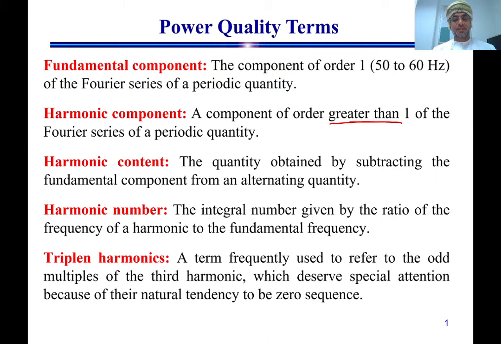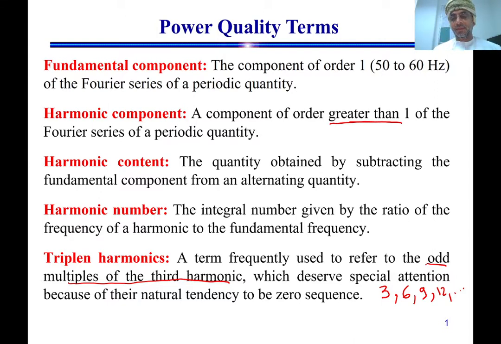Tripling harmonics is a term frequently used to refer to the odd multiples of the third harmonic, which deserve special attention because of their natural tendency to be zero sequence. So tripling harmonic means we are talking about harmonic 3, 3 times 2 is 6, 3 times 3 is 9, 3 times 4, and so on. Those we call tripling harmonics.